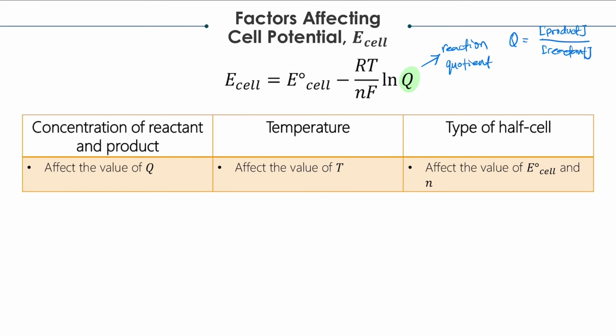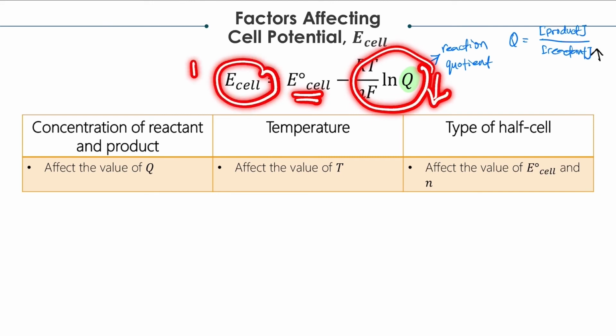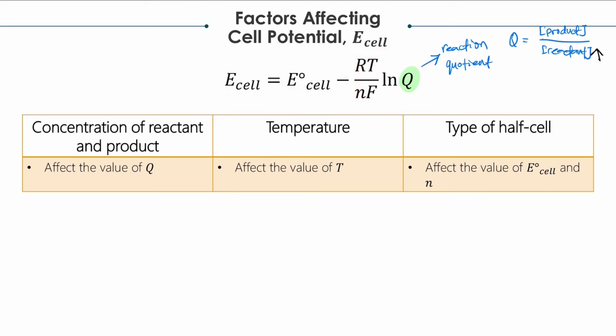Next, let's look at what happens if we increase the concentration of the reactant. When we increase the concentration of the reactant, the value of Q will decrease. Therefore, ln Q also decreases, so RT over nF times ln Q will also decrease. So when E° cell is subtracted by a number that decreases, what happens to the value of E cell? E cell will increase.